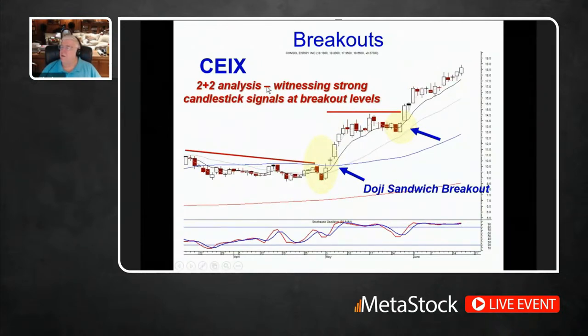Two-plus-two analysis is just witnessing where the strong signals are occurring. You can see there was a downtrending resistance level right here to the 50. Now you had a doji that went up through that level. It didn't look very strong. But the next day when they open up positive, what's it telling us? We've got a doji sandwich breakout. It pulls back. Look where it pulled back to, right to the T line, and did a bullish engulfing signal. Now what pattern do we see? Wave one, wave two, wave three of a J-hook pattern.